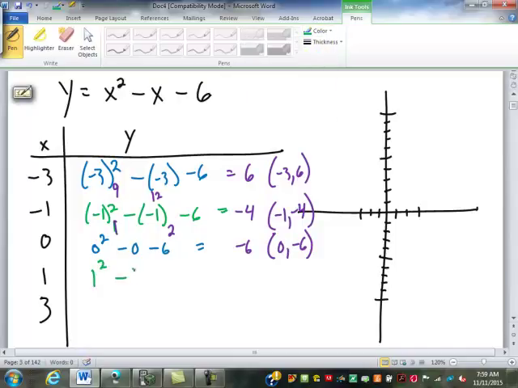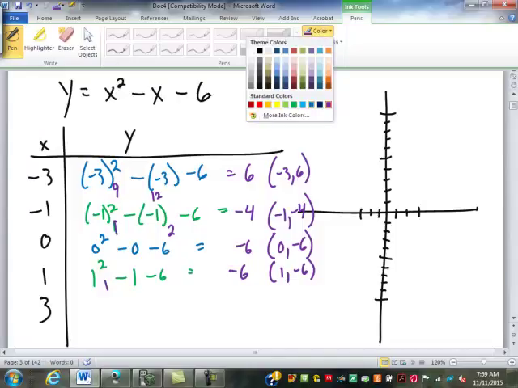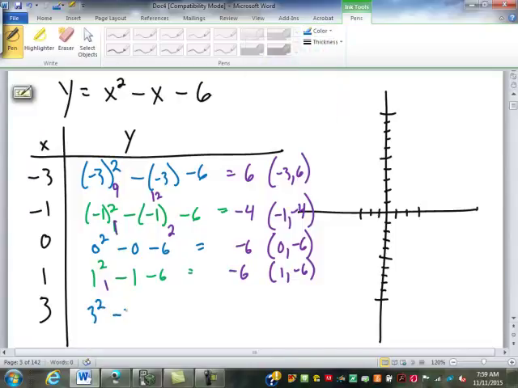1 usually isn't too bad. 1 squared minus 1 minus 6. What's 1 squared? 1. 1 minus 1 is 0, minus 6 is -6. So 1, -6. And for 3, this is 3 squared minus 3 minus 6. What's 3 squared? 9. 9 minus 3 is 6. Minus 6 is 0. So this is going to be 3 comma 0.